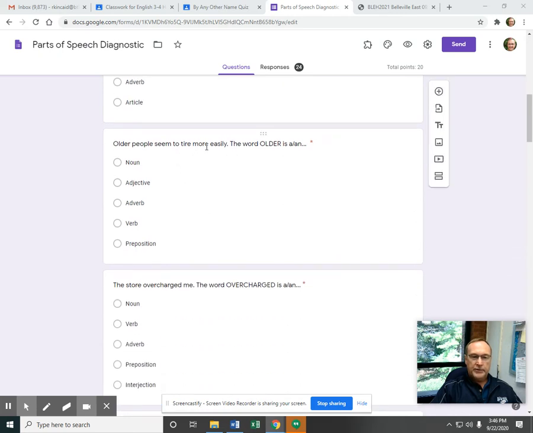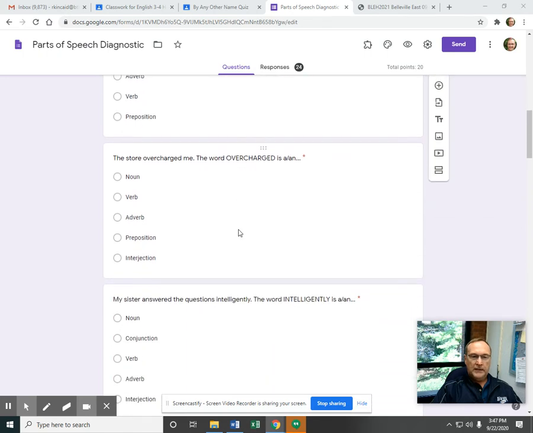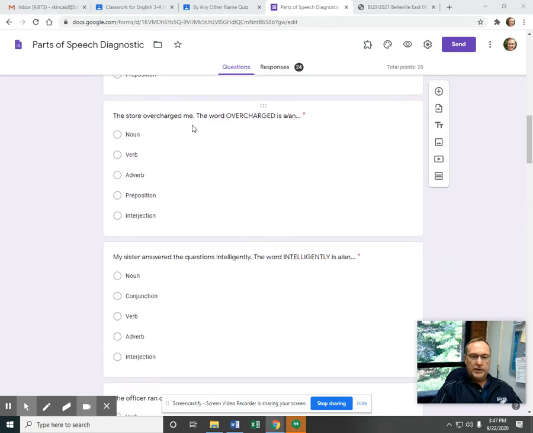Older people seem to tire more easily. The word older modifies people, tells you more information about people. So therefore, since people is a noun, older is going to be an adjective. Let's move on to the next one. The store overcharged me. The word overcharged is a verb.